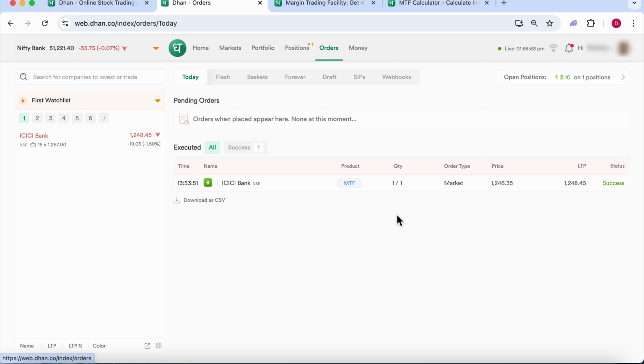So in this case, what we need to do is constantly monitor the price and exit our positions ourselves, or top up the cash in our account if we have an MTF position open.